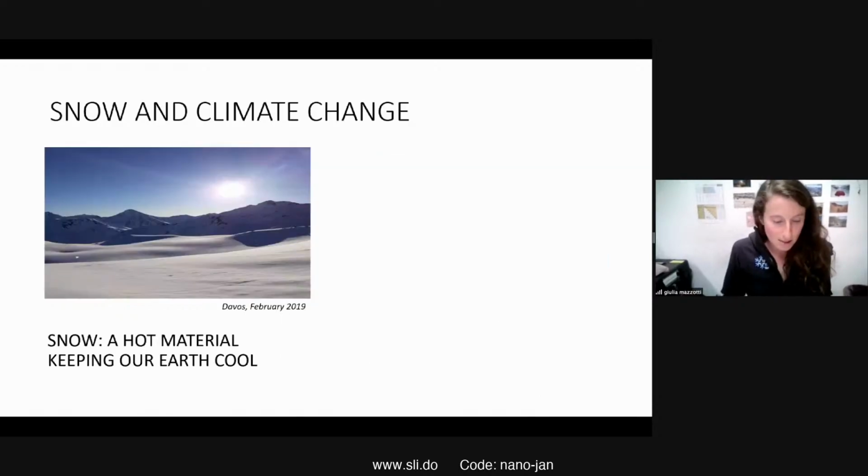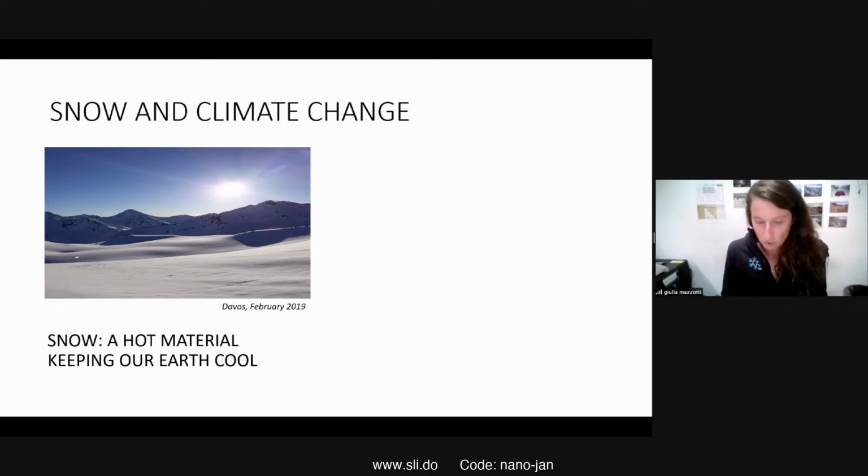So let's start with really my favorite bit, snow. Now, snow is really a most fascinating material. It's extremely complex, and everyone who does backcountry skiing knows that it can change really, really quickly. As I summarize it here, snow is a hot material that keeps our Earth cool. That may sound a bit weird, but it's actually really what it is.